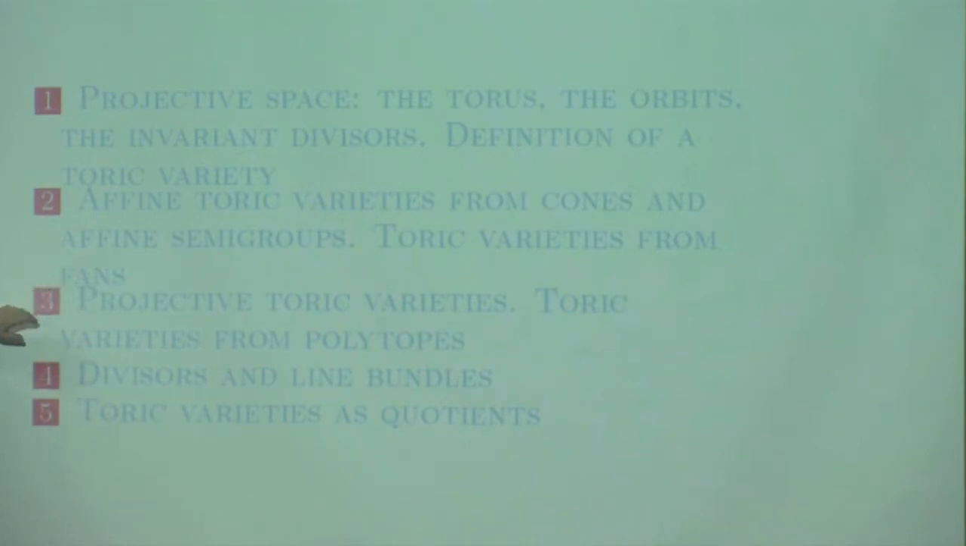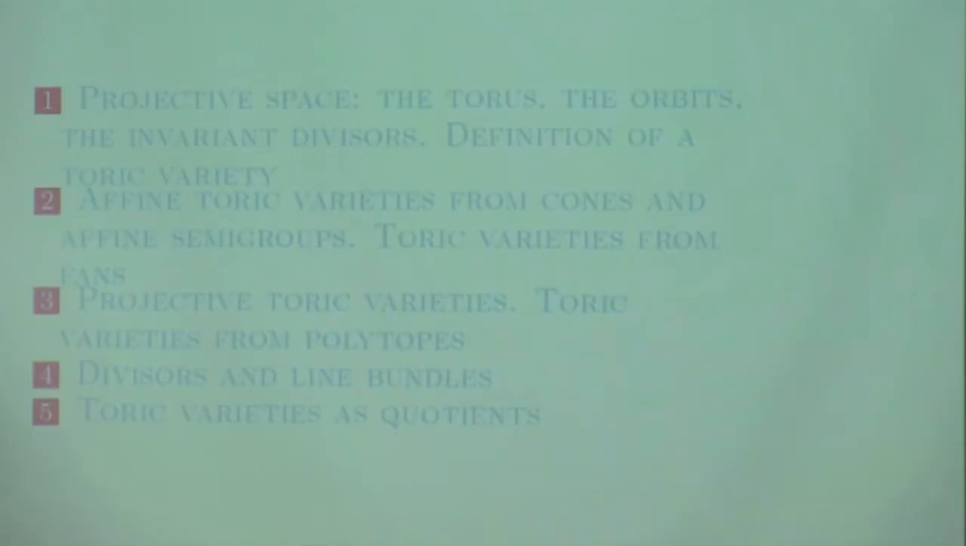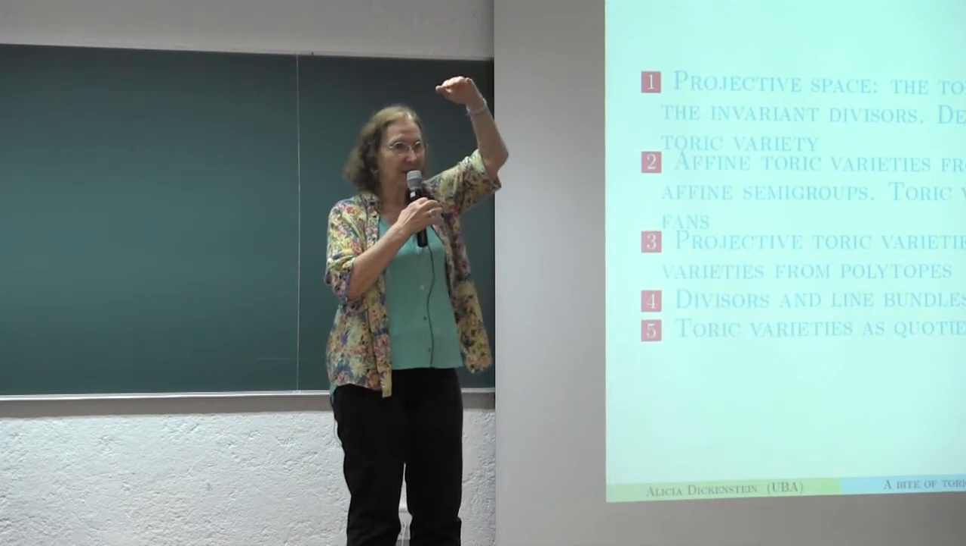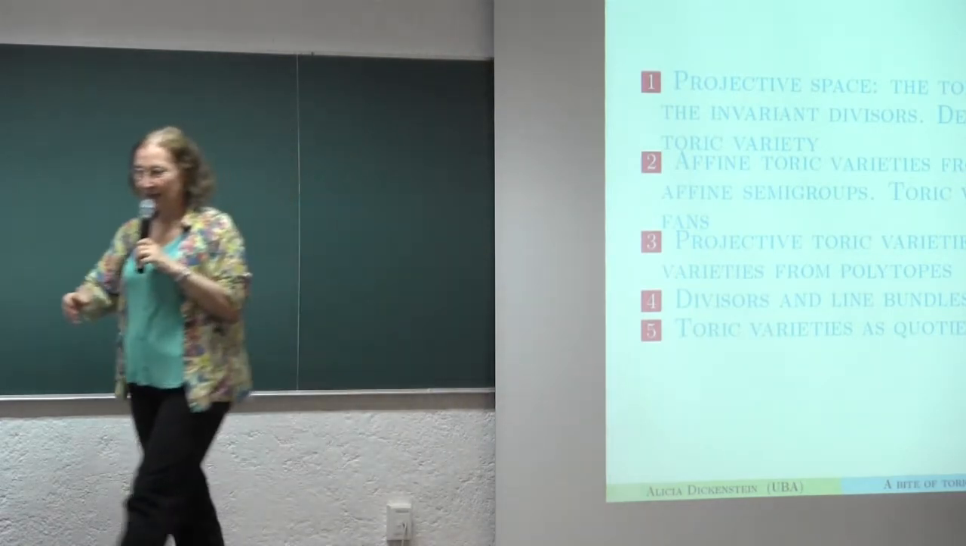And then we'll go to projective toric varieties and polytopes, divisors and line bundles, and just a few words about how to see a toric variety as a quotient, as we see projective space. In projective space, we have two complementary ways of looking at it: as a manifold where we patch these open sets xi different from zero, or as a global quotient. So the same thing can in some way be done for any toric variety.